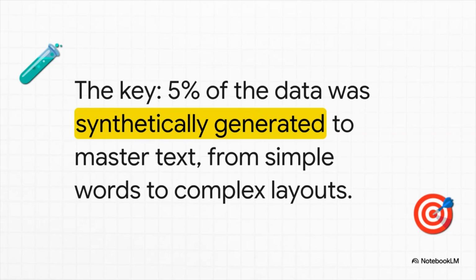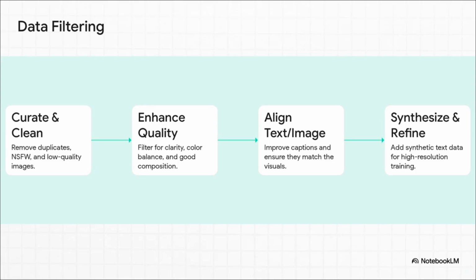As analyst Simon Willison pointed out, this isn't just feeding it other AI images, which can bake in mistakes. No, this was carefully crafted stuff, from simple words on a colored background all the way to complex text on presentation slides. And they didn't just dump this data in. The paper shows this really sophisticated filtering pipeline.